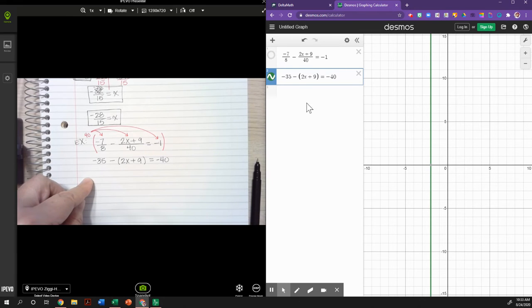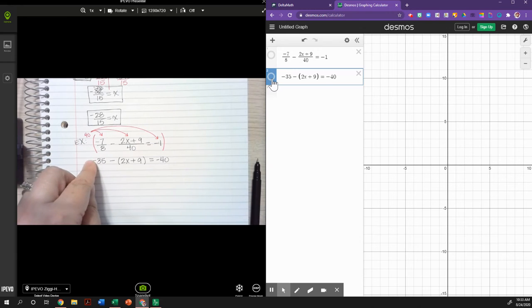See how if I take off the red, there's the green. If I put the red back on, you can't even see it. If I turn off the red, turn on the green, then turn on the red, you can't see it because it's the same picture. That's how you check your next step.